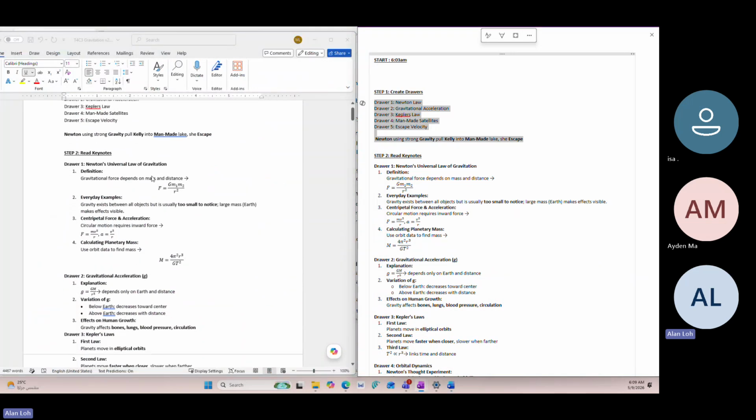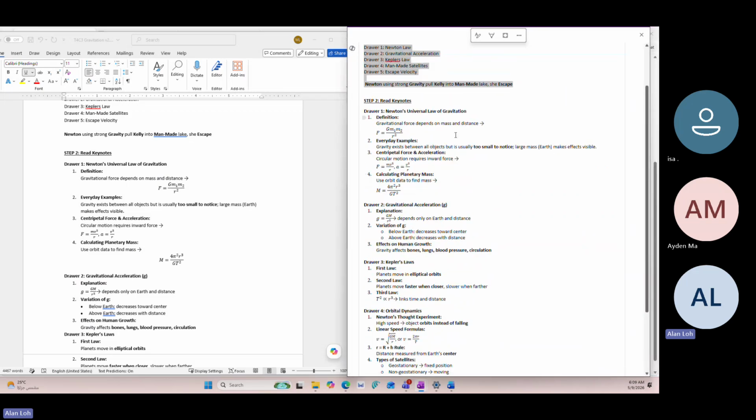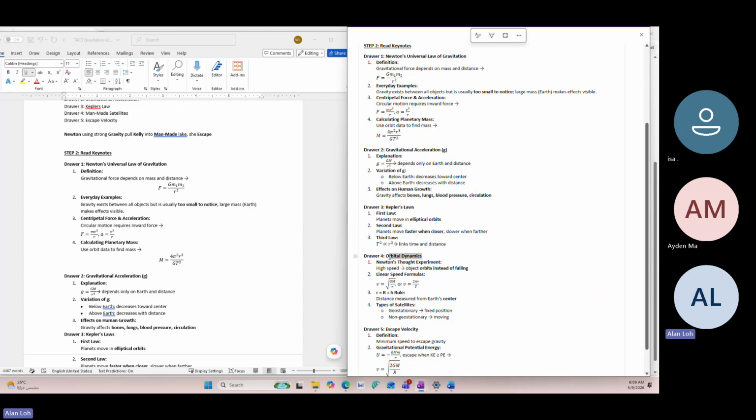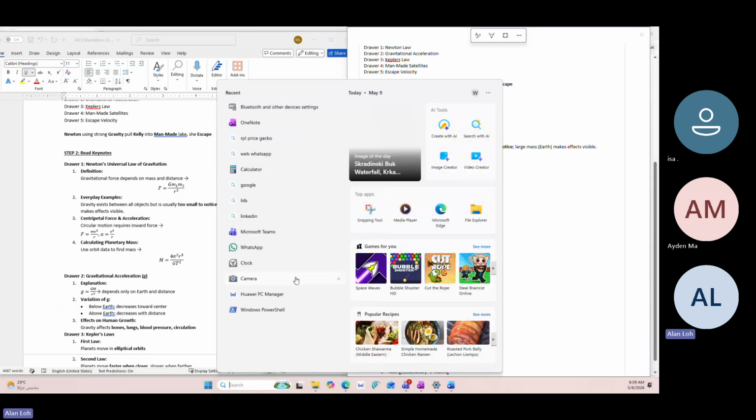Now, let's go to step 2. Step 2 is this part over here. Okay, you can focus on the right-hand side. We have 5 drawers. So this step 2 is breaking down into 5 drawers. You have Newton's law, gravitational acceleration, Kepler's law, this one is a satellite, man-made satellite. Then drawer 5, you have escape velocity. Right. So let me just pull out my clock.